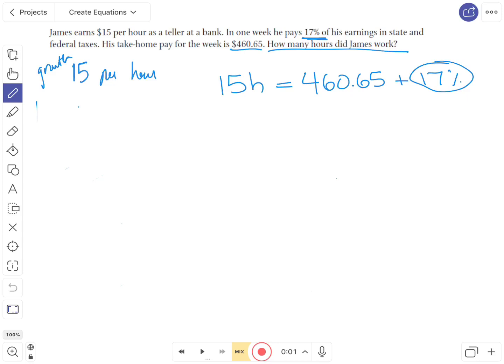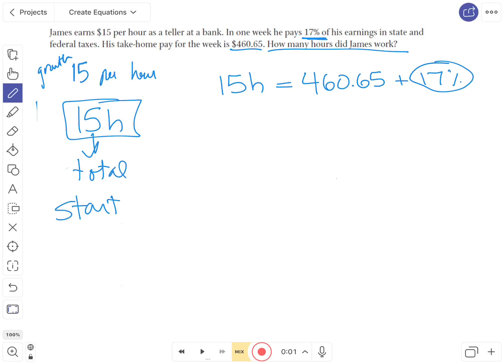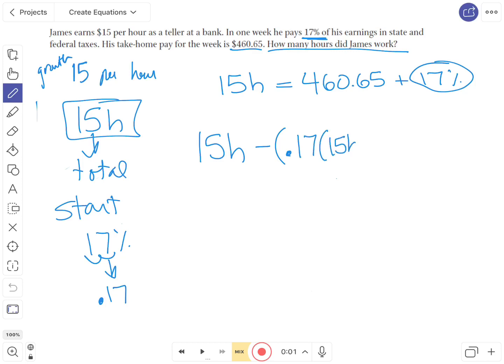So a good way to think about it is that 15H represents his total amount. That's kind of like his start, and that's one way we could phrase it. So that 15H would represent the total amount that he earned. Then we'd subtract the 17% of that. Remember, when we deal with percents, mathematically, we take that decimal and move it 2 places to the left. So we're talking about 0.17 of that $15 times H, and that's going to equal the 460.65.